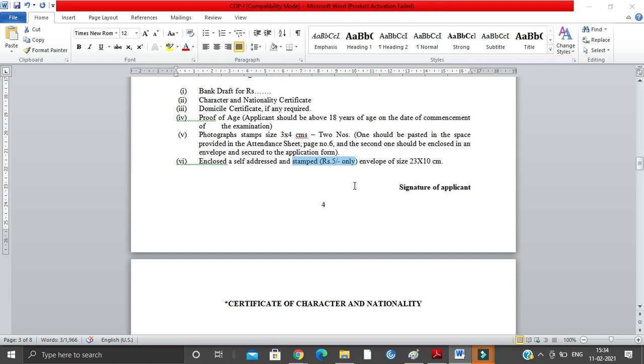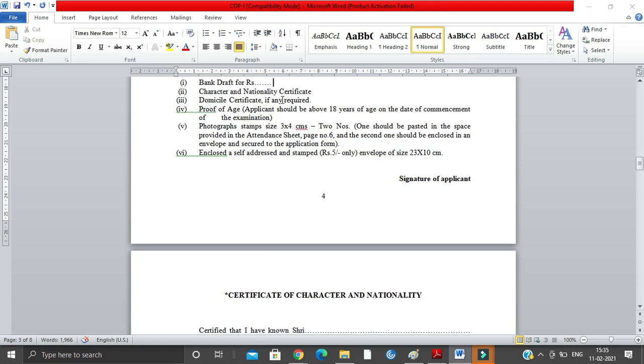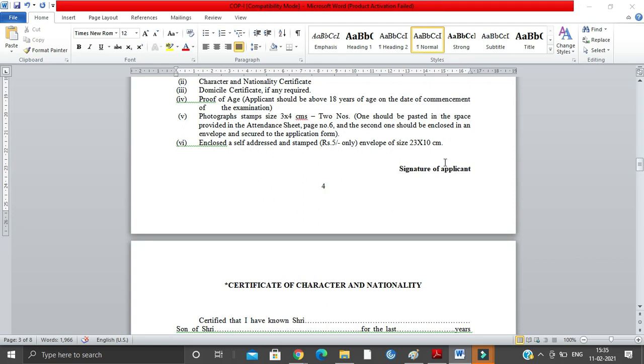And along with this form, you have to send this envelope also. Instead of the bank draft, because we are not filling the bank draft, we are doing the NTRP process, you have to attach the transaction receipt which you receive once you have done the payment. Then you will put the signature of the applicant.